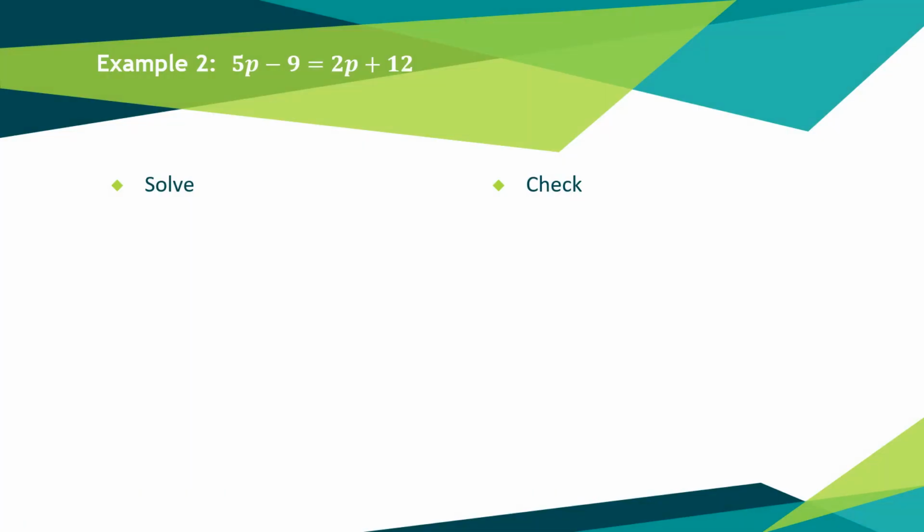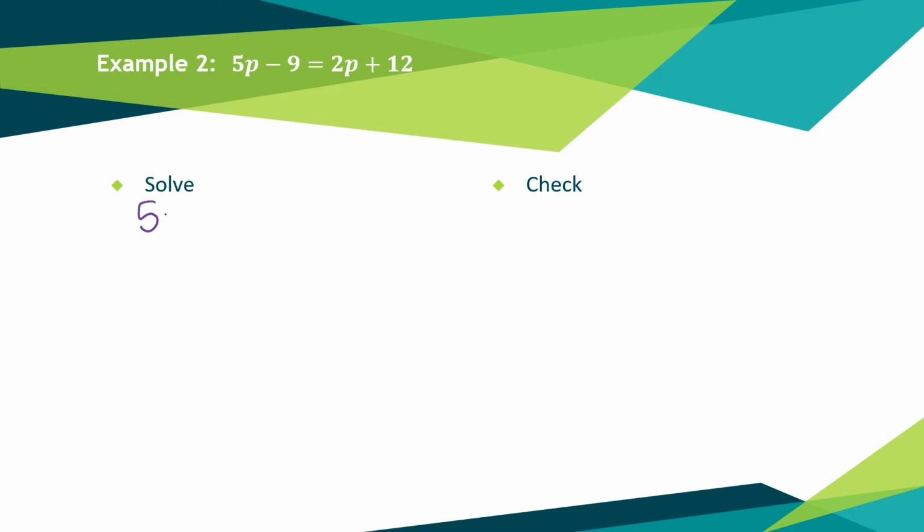So now let's take a look at this example. It may look a little bit more complicated because not only do we have variables on both sides, but we have constants on both sides. And that's okay. We want to put all the variable terms on one side and all the constant terms on the other side. And to do that, there actually are a few ways.